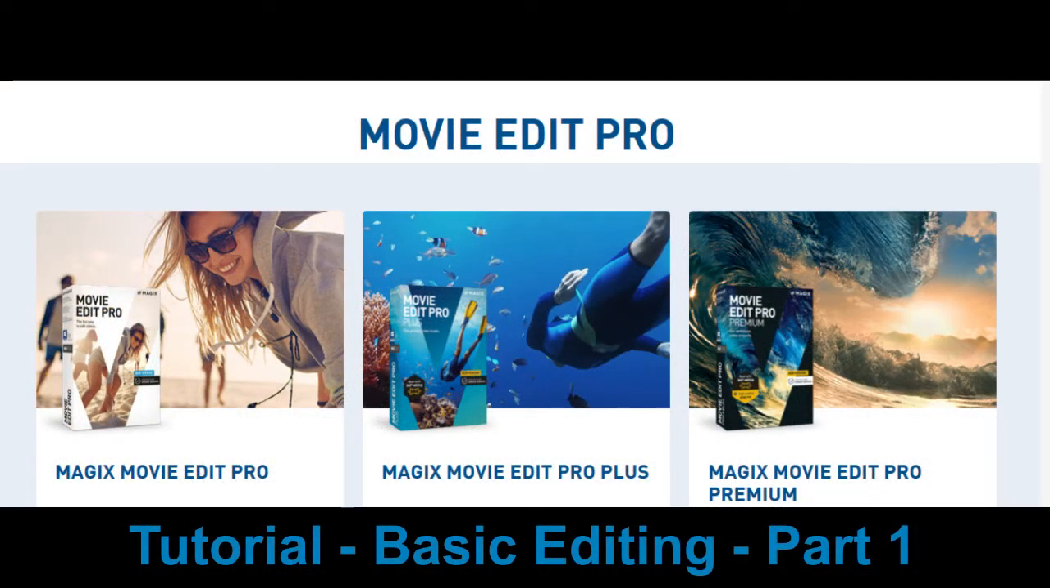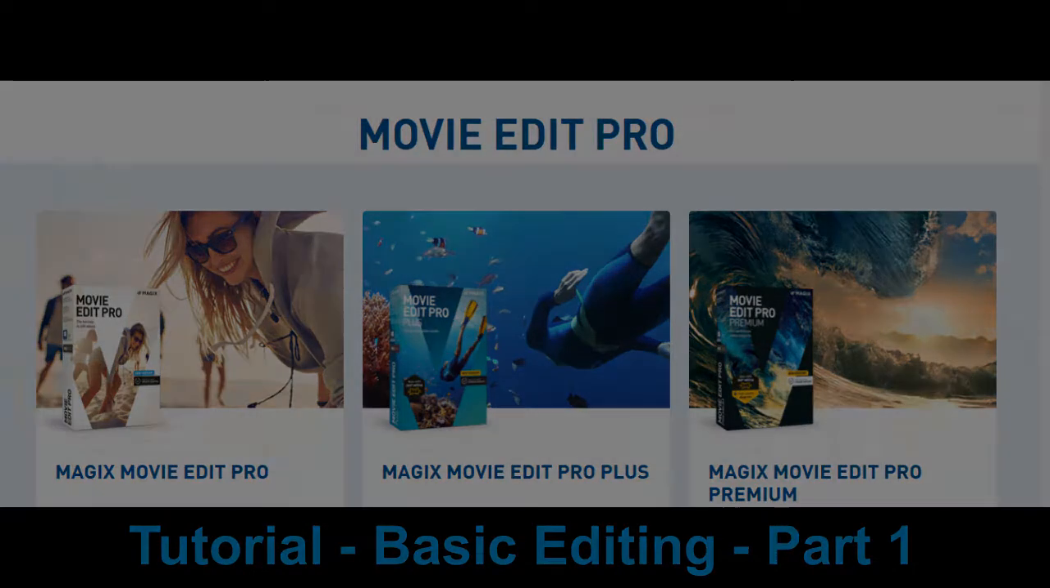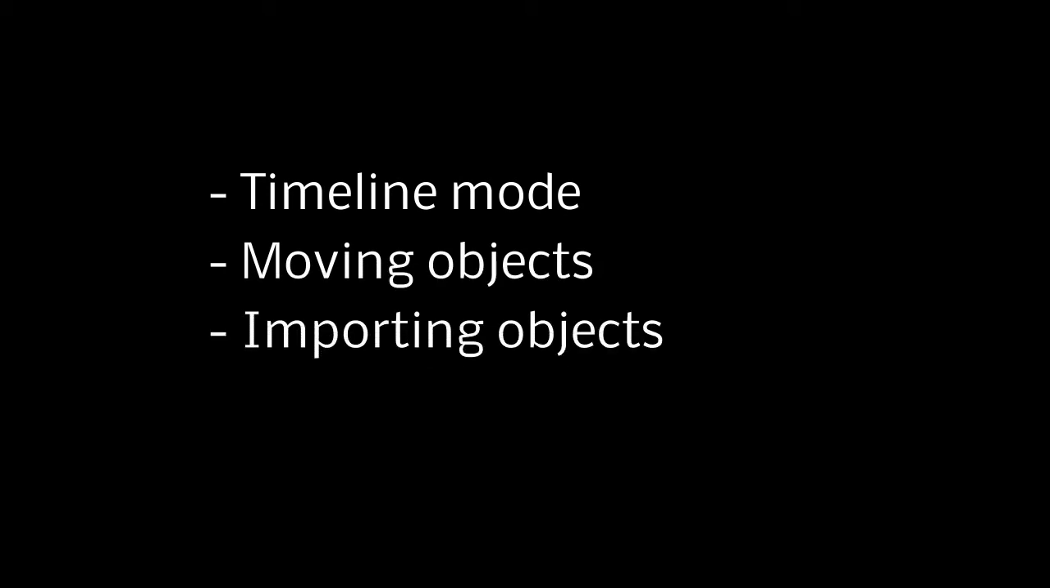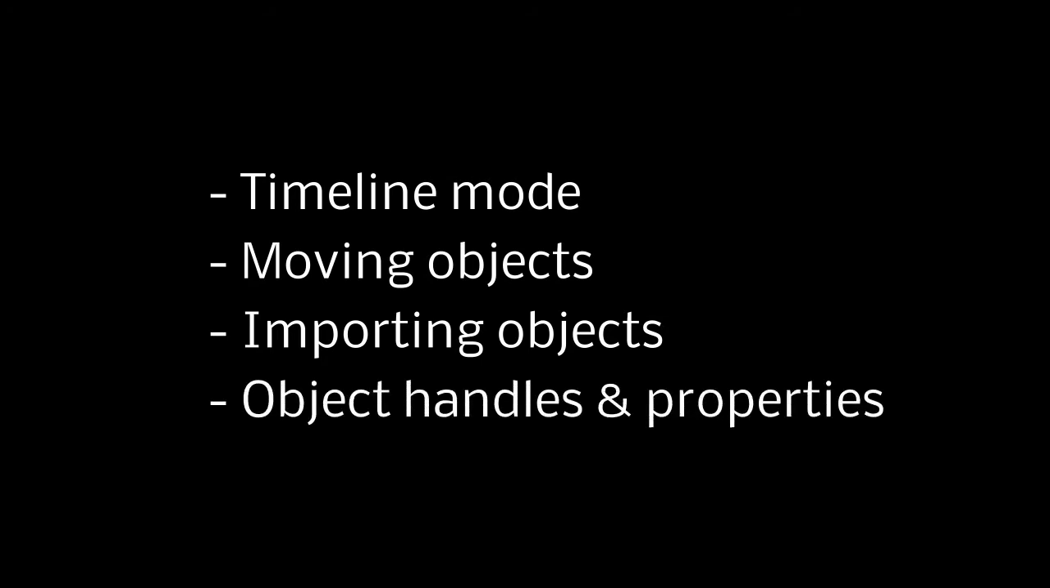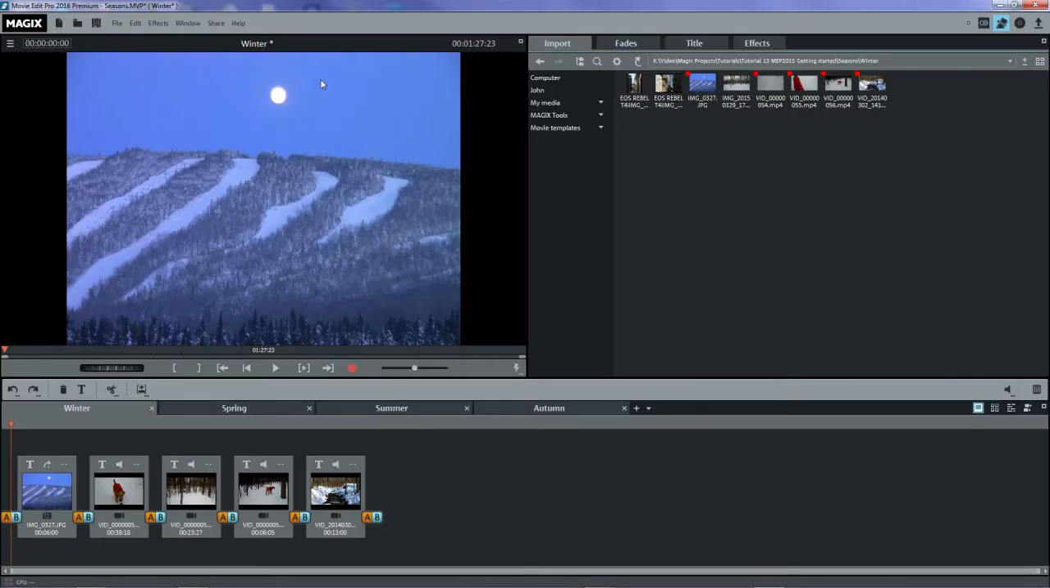Hi, this tutorial continues on from my tutorial on getting started with Movie Edit Pro 2015 and covers some basic editing tasks using the 2016 version. We'll look at the timeline mode in detail, how to move objects around, various ways to insert new objects on the timeline, and then we'll inspect the objects themselves. I'm going to use the term MEP rather than saying Movie Edit Pro each time. I'll continue on using the Multi-Movie Seasons project.